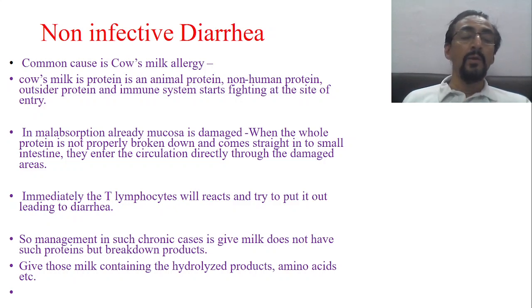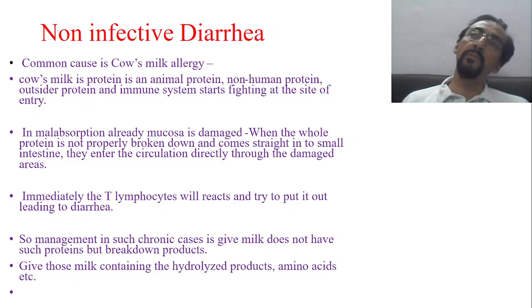Okay, so management in such chronic cases is to give the milk which does not have such proteins but breakdown products. So milk, direct milk देने से अच्छा है कि you can give some of the breakdown products of the milk. Okay, so you will have hydrolyzed products. So in those conditions we have to go for hydrolyzed products, containing amino acids, etc. This is one of the types of non-infective diarrhea.